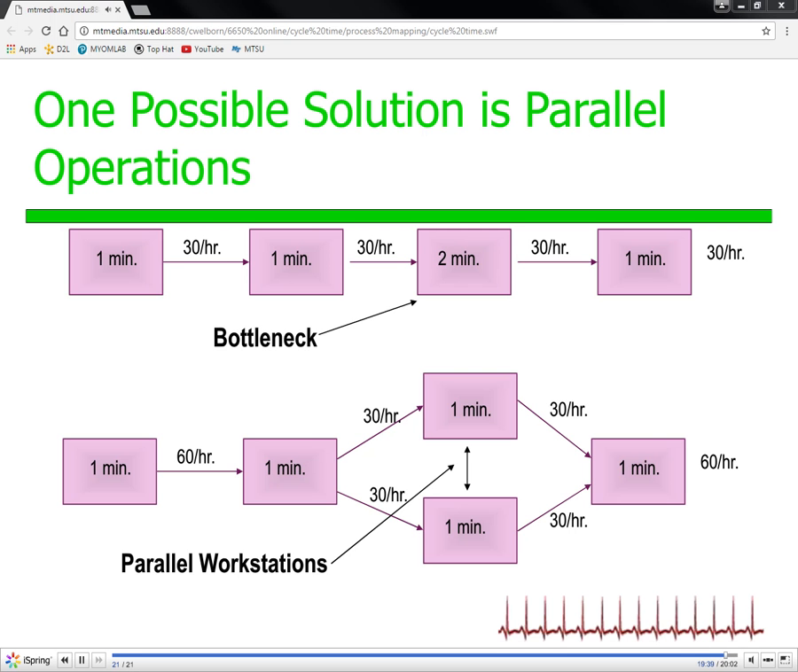And so now I can do 60 an hour out of step 1, 60 an hour out of step 2, 30 an hour out of step, maybe we'll call that 3A, and 30 an hour out of step 3B. So what I really end up with is 60 an hour, and then I can do 60 an hour out of the fourth step. So now my throughput becomes 60 an hour rather than 30 an hour.